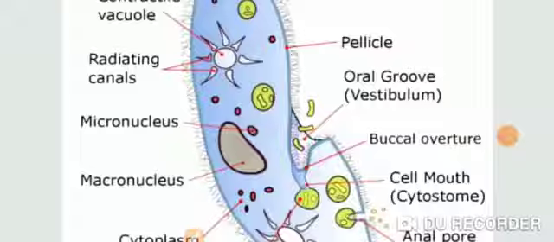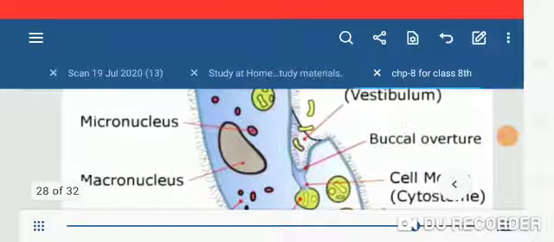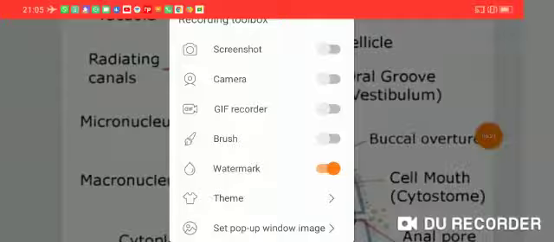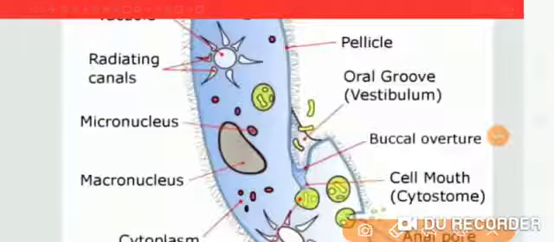Paramecium is a slipper-shaped unicellular aquatic animal. Which type of shape does this organism have? Slipper. Slipper means जो हम पैरों में डालते हैं, that slipper. So the shape of this organism is slipper shape. Clear?